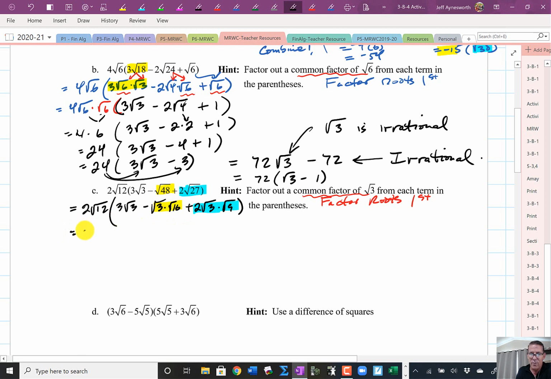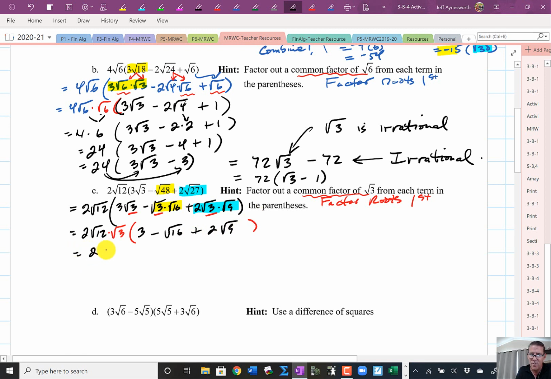Now, I've got 2 root 12 in front. I want to factor out the common factor, and it's right here. I'm going to underline them. Root 3 is involved in all 3 terms, so you factor it out. So what do we get remaining? Well, you get the other terms remaining. So you get the 3 in front here. Root 3 times 3 is 3 root 3, minus root 3 times root 16 is right above it, root 3 times root 16. And then you take out the root 3 out of the third term, you get 2 root 9.